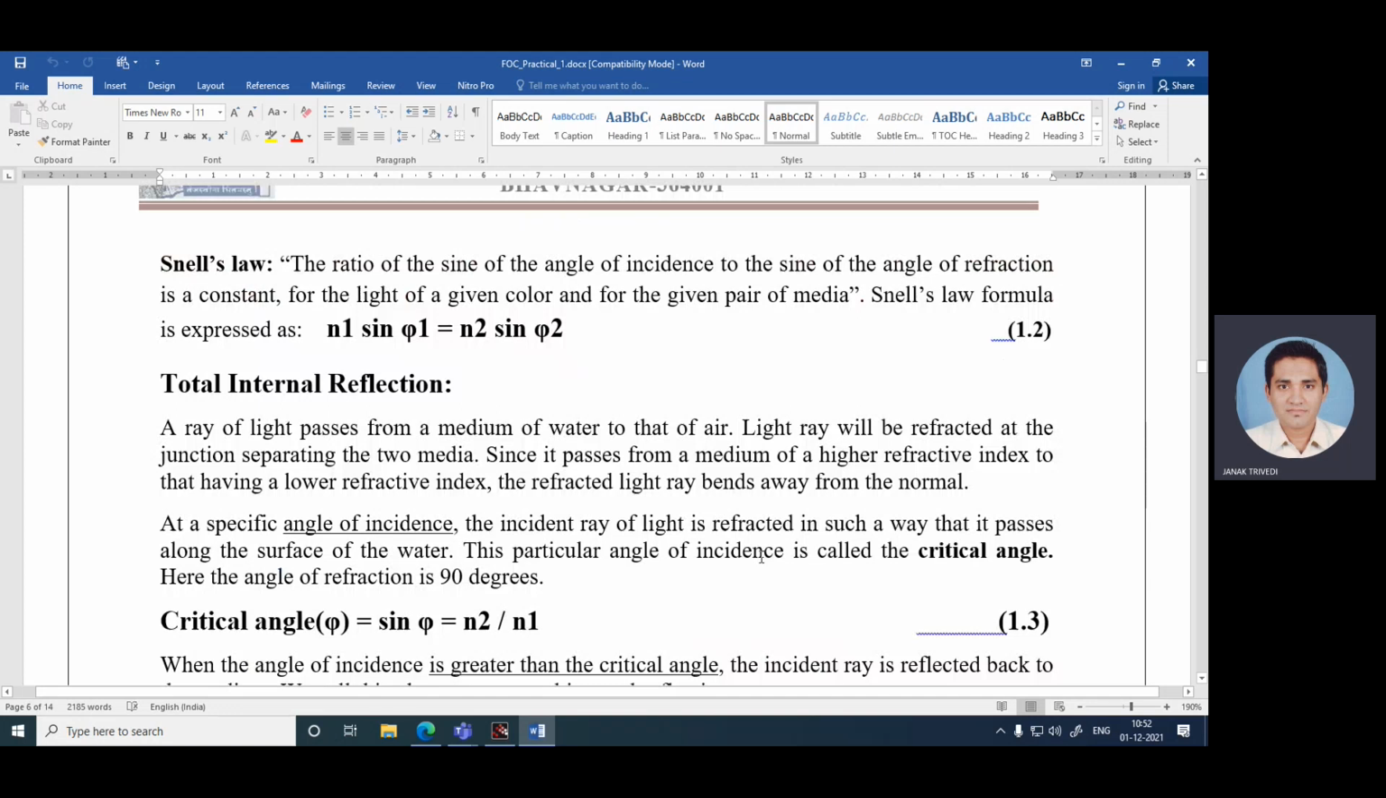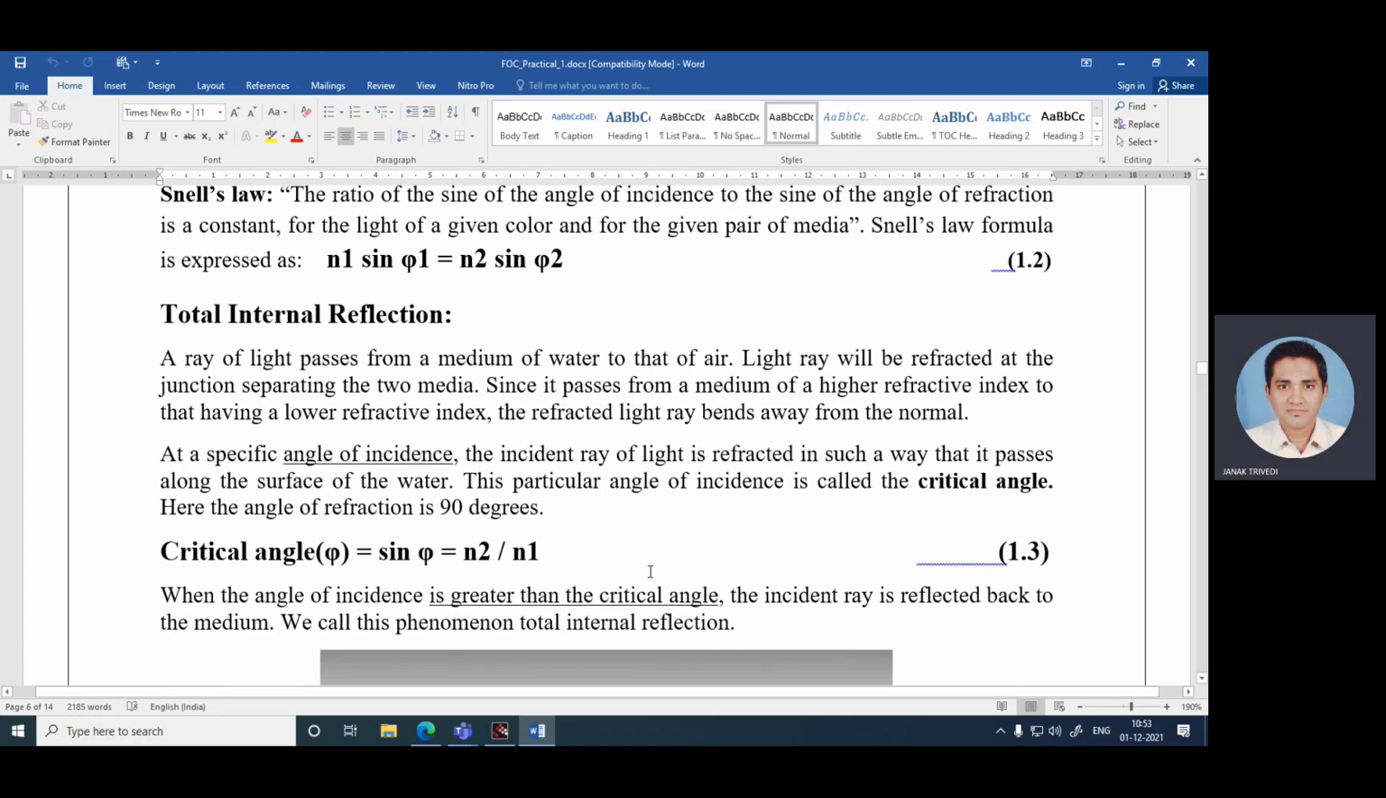Snell's law: the ratio of the sine of the angle of incidence to the sine of the angle of refraction is a constant for light of a given color and for the given pair of media. Snell's law formula is expressed as n1 sin phi 1 equals n2 sin phi 2.